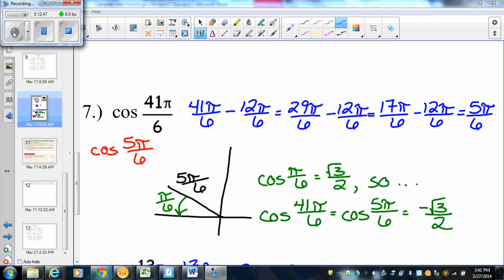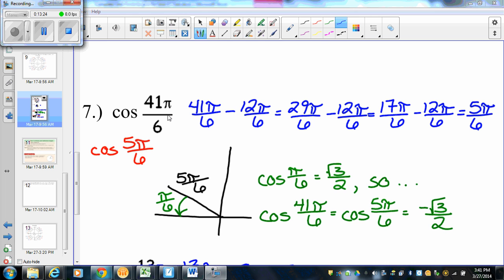So in number 7, the denominator of my radian measurement was 6. So the equivalent of 2 pi in sixths is 12 pi over 6. So that's why you see me doing 41 pi over 6 minus 12 pi over 6. So that's like minus 2 pi. And that measurement is still too big, so I subtract another 12 pi. That measurement, 17 pi over 6, is still too big. So I subtract another 12 pi until I get to a numerator that's less than 12. So that would be 5 pi over 6.